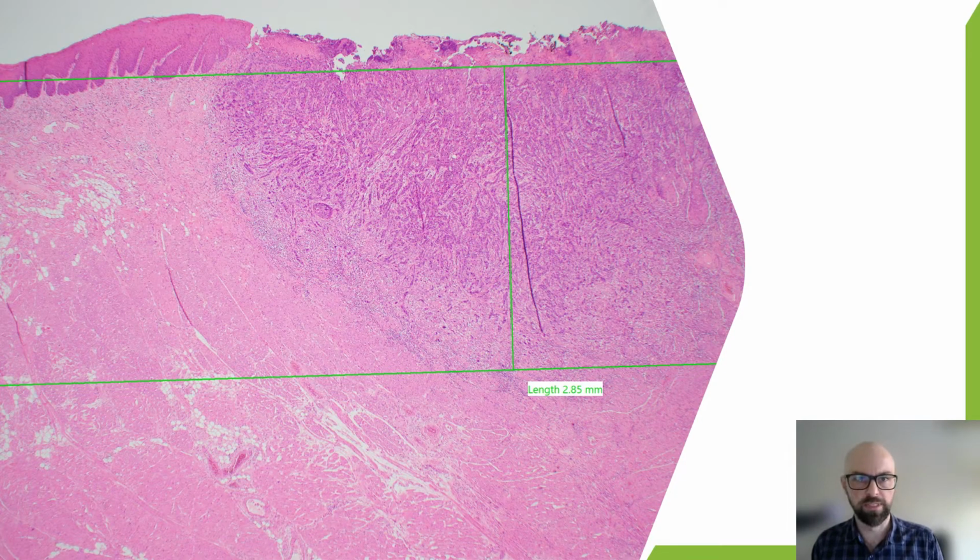So I'll go into a few examples of depth of invasion. This one's fairly straightforward. So we've got the normal mucosa here. There is a little bit of ulceration here, and then we just draw a line straight across and then a plumb line down and make that depth of invasion measurement there.